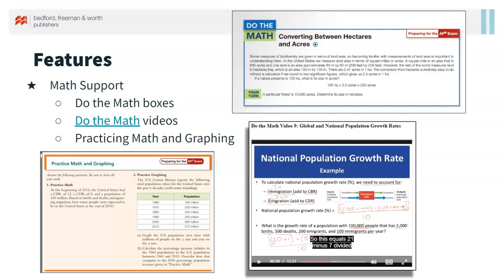Also, in our digital platform, we feature Do the Math videos, which very comprehensively work through and teach the math problem from a teacher's voice. Practice math and graphing features appear at the end of certain modules and give students an opportunity to work on their data analysis skills and calculate accurate numeric answers with similar problem types students will encounter on the AP Environmental Science exam.